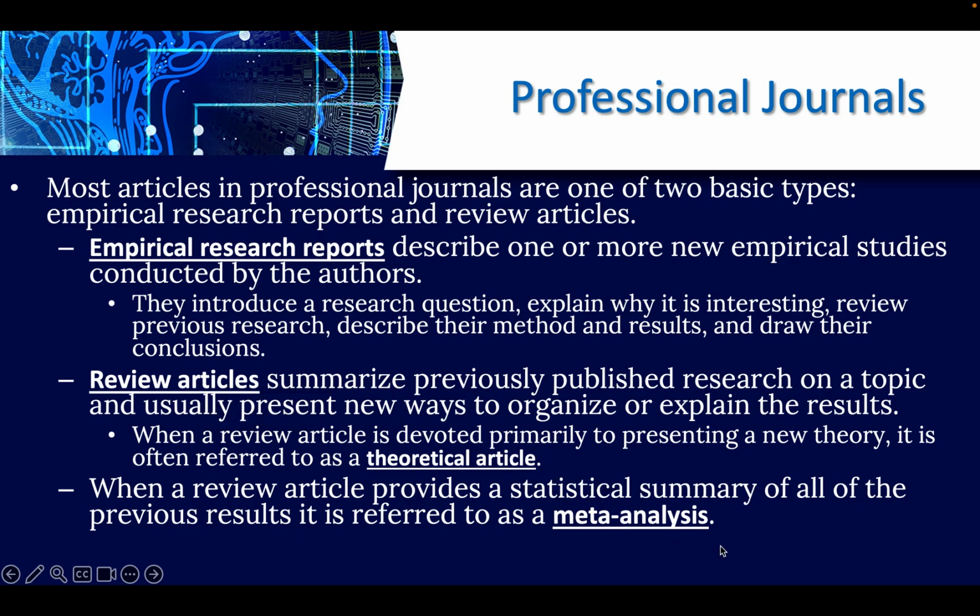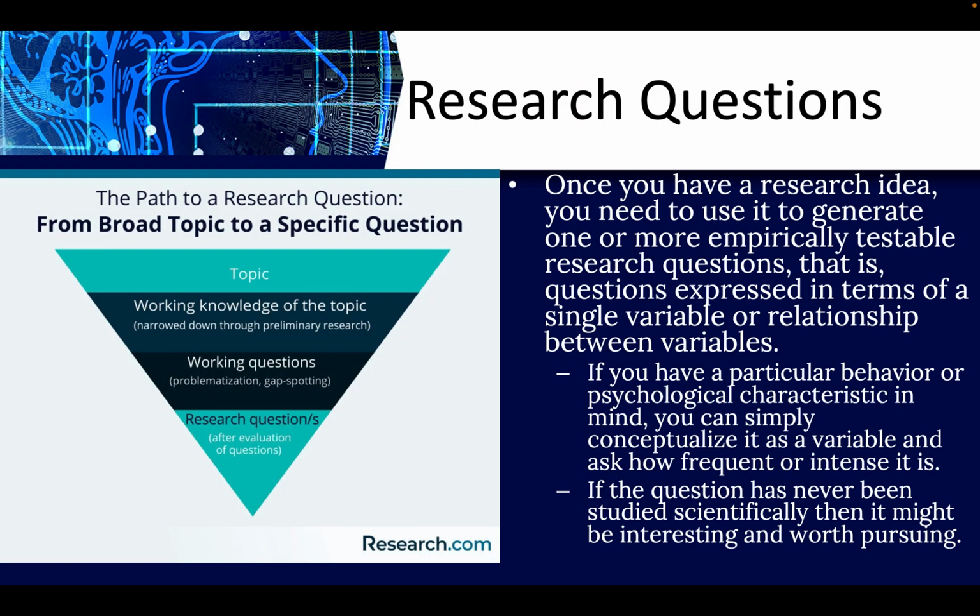When a review article provides a statistical summary, well, that's not a review article. A meta-analysis is looking at a series of empirical research reports. And it will talk about the populations that they looked at. It will talk about the methods that they used. And it will talk about the results they discovered.